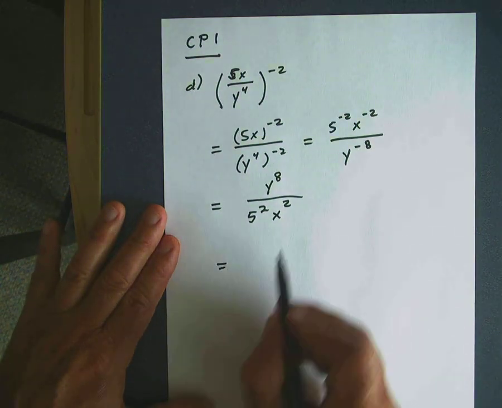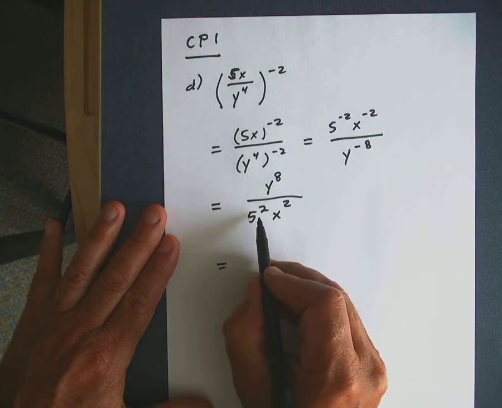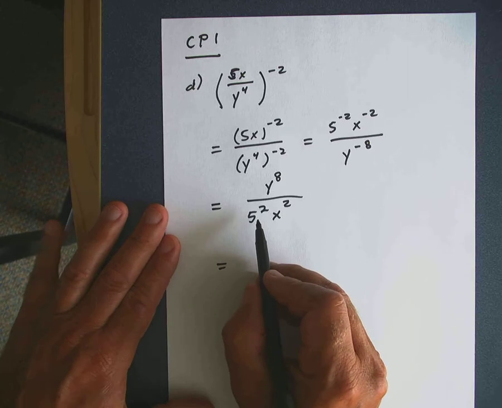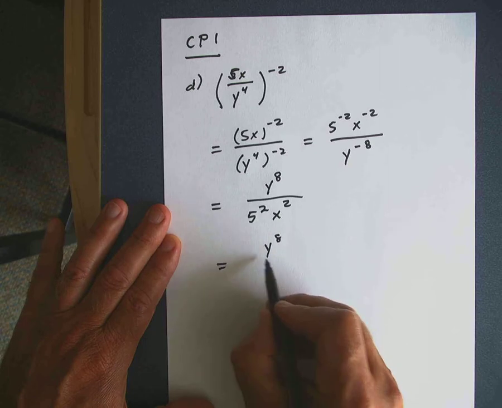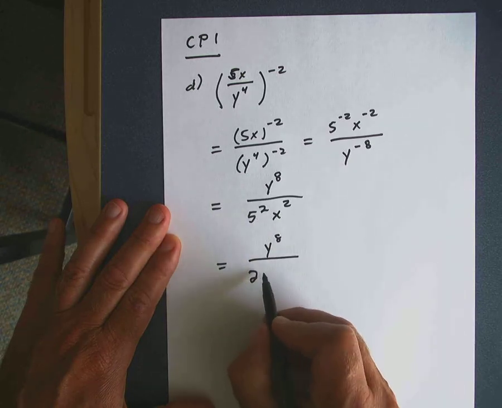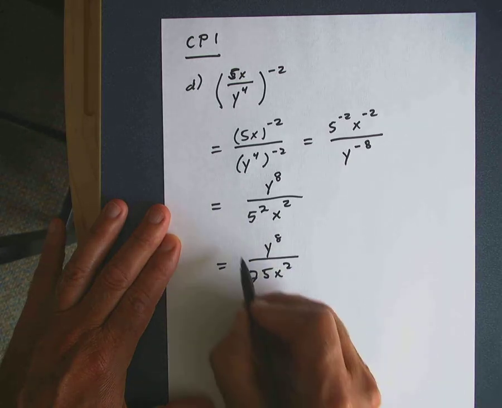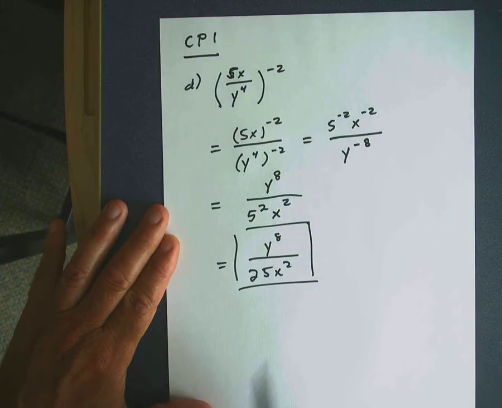Then finally, these are good, but we should multiply this out. Instead of writing it as 5 squared, we should write that as 25. So what we'll end up with is y to the 8th over 25x squared, and that's in simplified form.